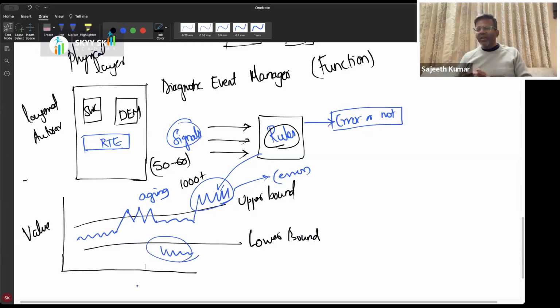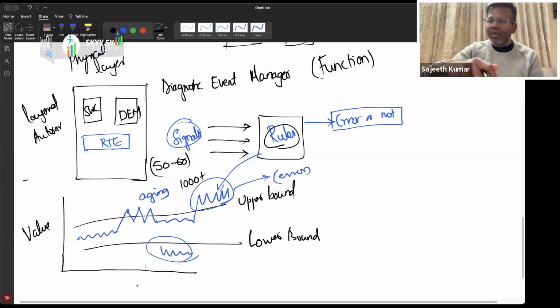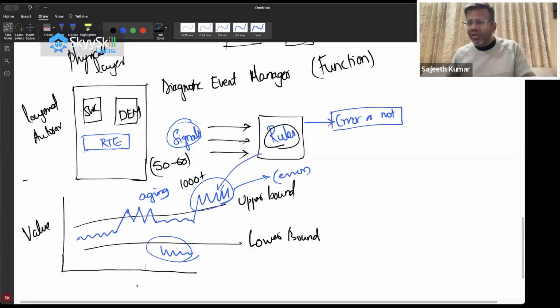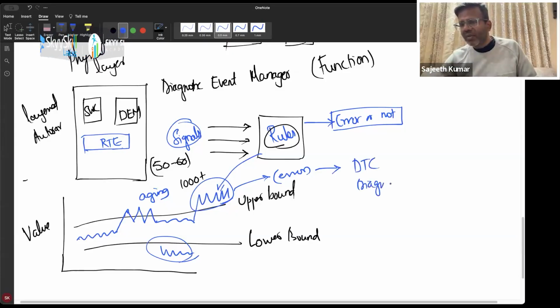So you define an error not just as equal to, greater than, or less than. You have an upper bound and a lower bound, and you say how many times it can go above the bound. Sometimes it will be okay if it goes below the lower bound, but it cannot go above the upper bound. So there is a very complex set of logic which you can define to declare an error. Now this error is called a DTC, diagnostic trouble code.